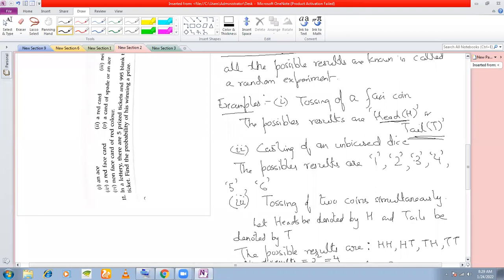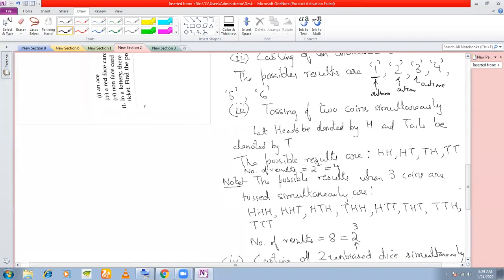In the casting of an unbiased dice, we're getting 1 or 2 or 3 or 4 or 5 or 6. 1 is an outcome. This is an outcome. This is also an outcome. So each one is an outcome. Each result is called an outcome.